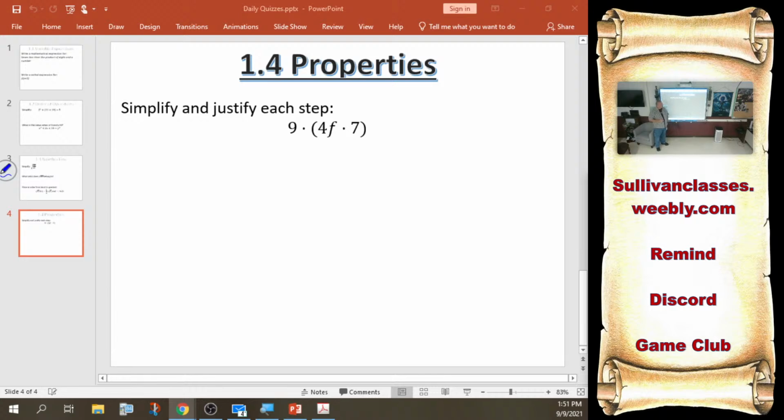Okay. Round one. Turtle, giraffe, turtle. Right now, nothing's going to happen. So, what do we do? Commutative property of multiplication allows me to say that's now 7 times 4f. Yes, you are correct. That is the first step.